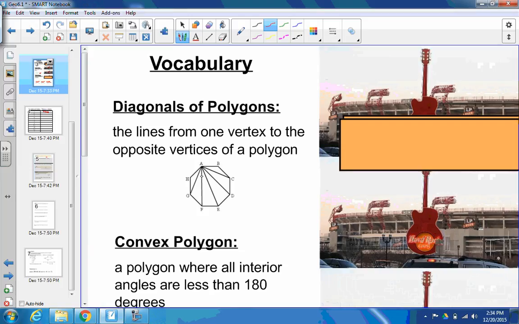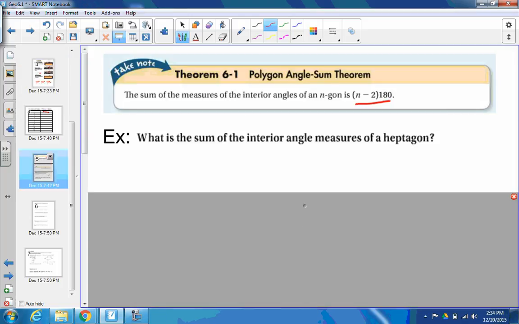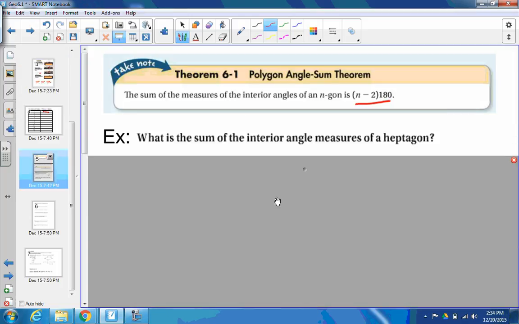Again, I'm just going to go back to this slide right here. When you look at the diagonals, this is why that theorem makes sense, because when you make the diagonals, it makes 6 triangles. It's an 8-sided figure, so 8 minus 2 would get you 6 triangles, and each triangle has 180 degrees in it. So that would be 6 triangles times 180. And that's where this theorem comes from. So if we are dealing with a heptagon, what is the sum of the interior angle measures of a heptagon? Well, hopefully you figured out that a heptagon has 7 sides.